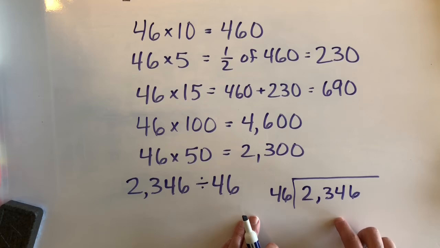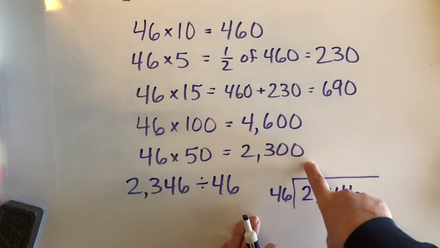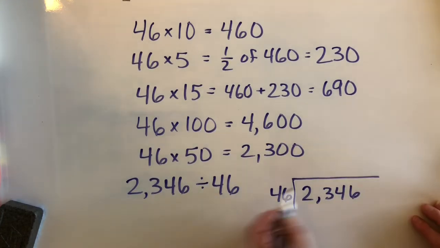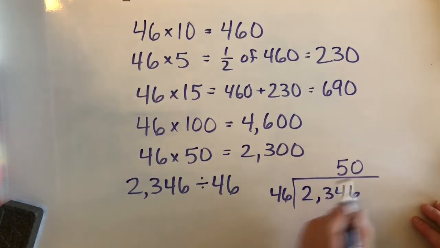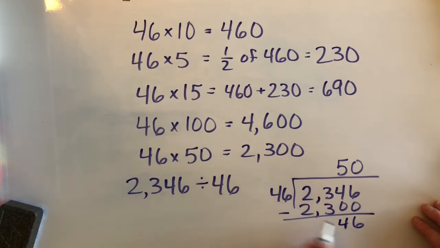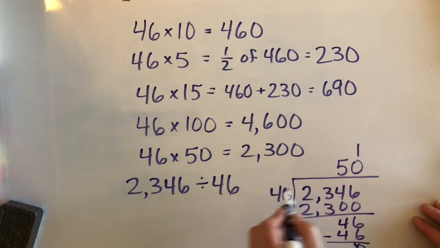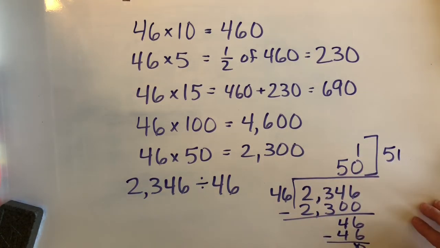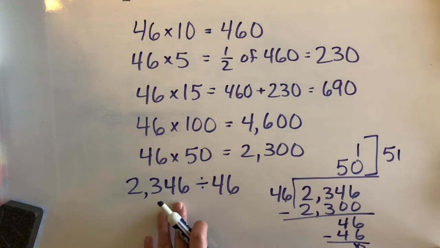Looking up here, I know that if I multiply 46 times 50, it's 2,300, which is close to this. So I'm going to put 50 groups here. That would equal 2,300. When I subtract that, I get 46 left. That means I need one more group of 46 to get to 0. So when I divide this number by 46, it equals 51. So 2,346 divided by 46 equals 51.